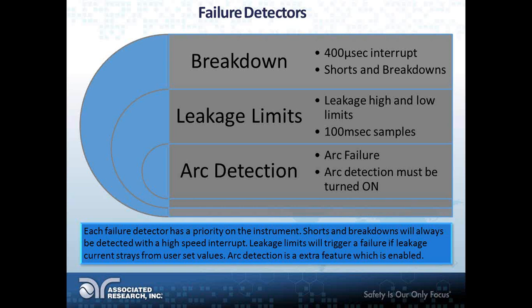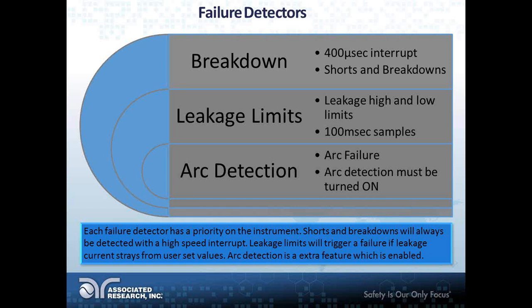So each detector has a priority. Shorts and breakdowns will always be detected with a high-speed interrupt, as will the arc detection if you actually are going to use it. The leakage limits will trigger a failure if the current goes outside of that window.